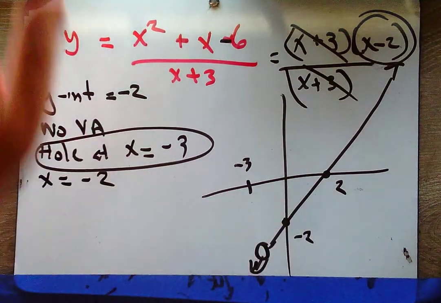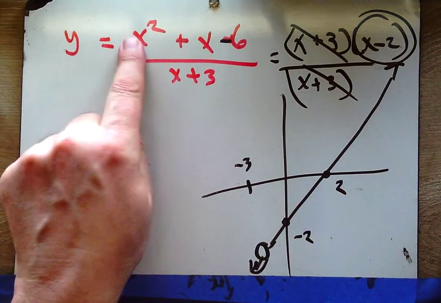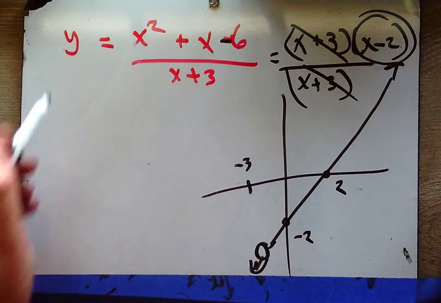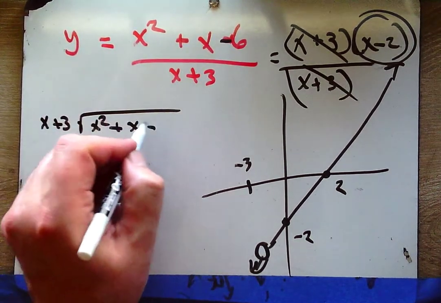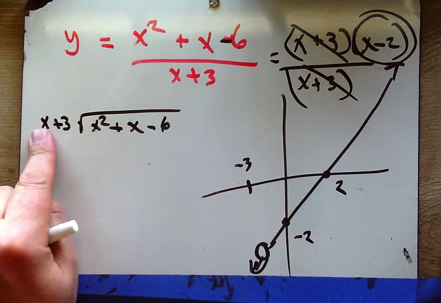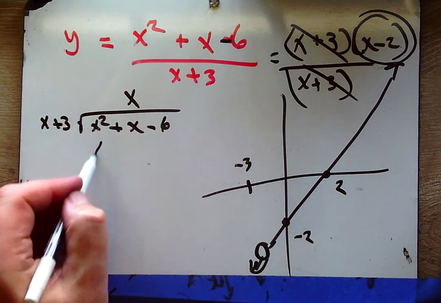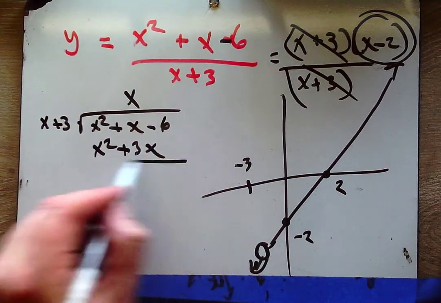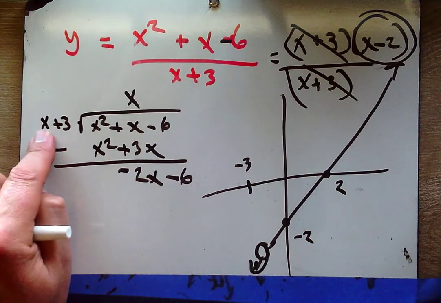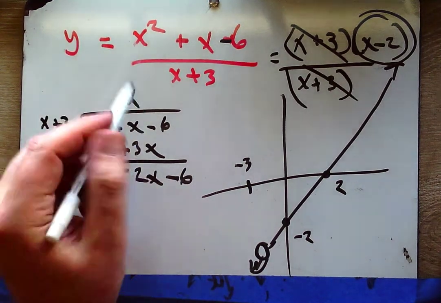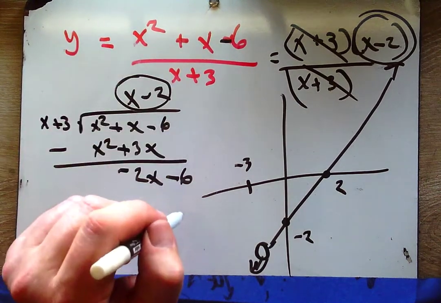I agree. Slant asymptote. Let's take a look. So I have to divide this by this. We get x plus 3 into x squared plus x minus 6. What do I multiply this by to turn it into that? And then I distribute and subtract. What do I have to multiply this by to turn it into that? So that's my slant asymptote.